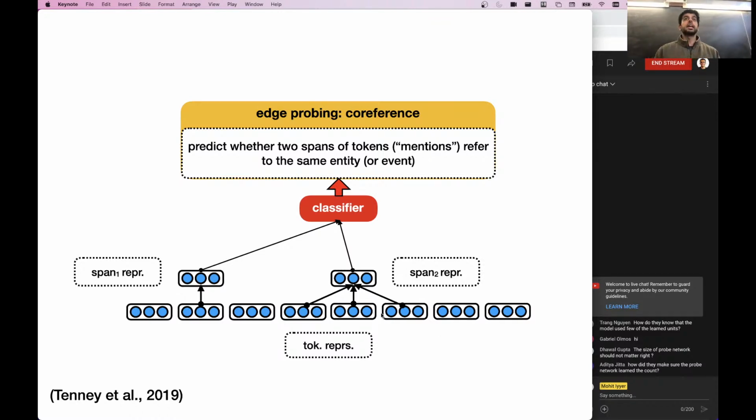So here's a case where you're not just using the CLS token. In fact, you're not using it at all, right? This would be the CLS token. Instead, you're using two different final layer token level representations as input to your probe task. Does that make sense?